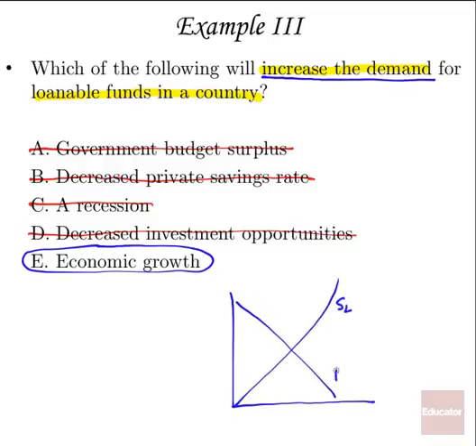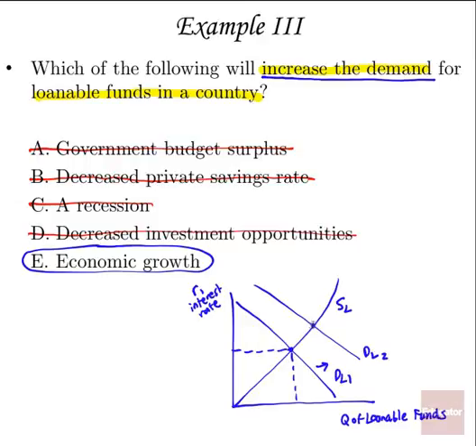So you have SL, DL. When there's an increase in the quantity of loanable funds, the interest rate is going to increase because the demand for loanable funds increases, DL2 here. You're going to go from QL1 to QL2 here, and R1 to R2 here. And again, economic growth is one reason why the demand for loanable funds might shift to the right, as well as a government budget deficit.